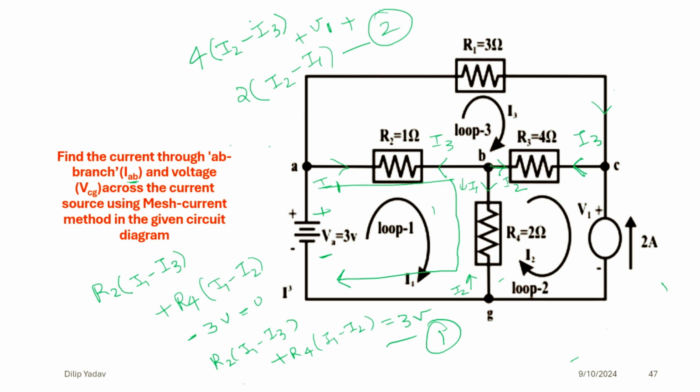Similarly, when we are going to solve for the third loop, the current is going to flow like this. So it will be 3 I3, because of the resistance, the current coming at this point, then it is entering this side and coming at this side.